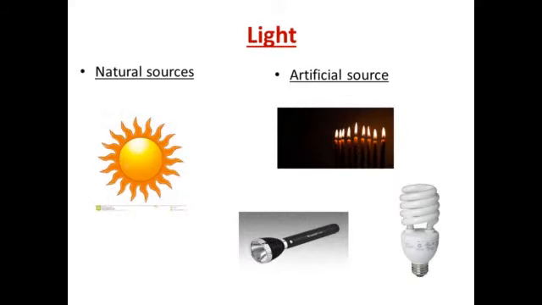The light energy that can be seen is called the visible spectrum. There are many sources of light, like natural sources and artificial sources. The natural sources like sunlight, while artificial sources like the light of a candle, a fluorescent lamp, and a pocket torch.